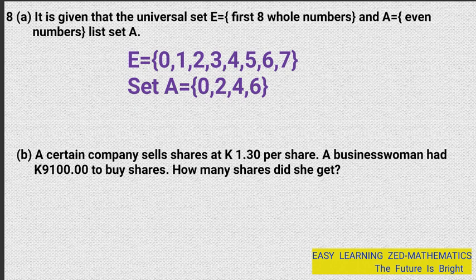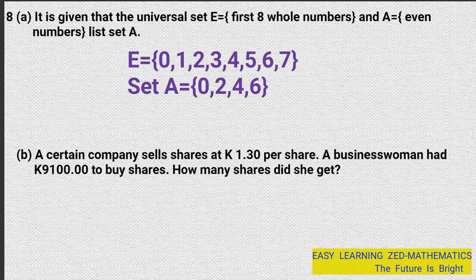Okay. All right, now we go to question b, which is: a certain company sells shares at 1.3 kwacha per share. A businesswoman had 9,100 kwacha to buy shares. How many shares did she buy? So what we need to do here is simple. We just need to divide the amount the businesswoman had by the cost of one share.